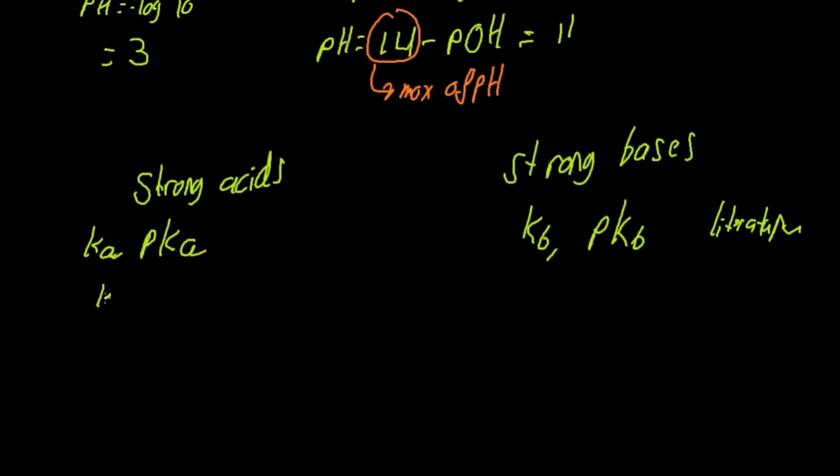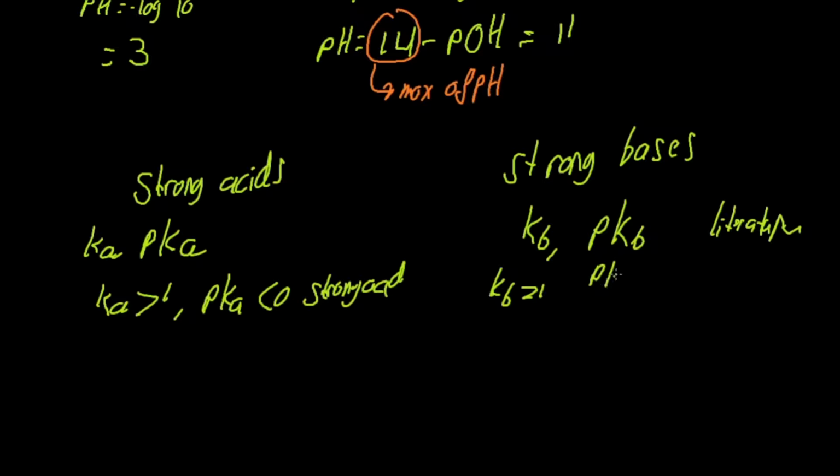If the Ka is larger than 1, or the pKa smaller than 0, then you have a strong acid. And for bases the same: if the Kb is larger than 1 or the pKb smaller than 0, then you have a strong base. When you have a strong acid, an example is HCl, then all of your acid, once it is in water, will be separated into H+ and Cl- ions.